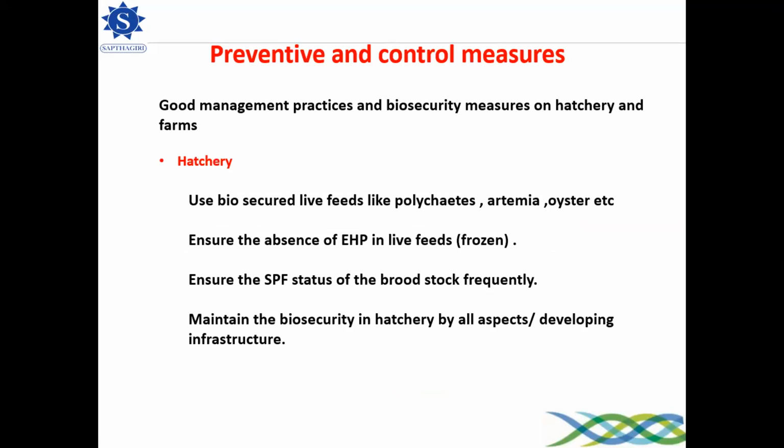The best available method to ensure EHP-free live feeds is to freeze them. Even though the quality of the output from the hatchery may be reduced, frozen live feeds ensure complete biosecurity from EHP. Because EHP is inactivated at different temperatures like 4 degrees or -20 or -80, and -80 or quick freezing is the best reliable method to inactivate the EHP spores, especially from polychaete, oyster, and Artemia biomass.